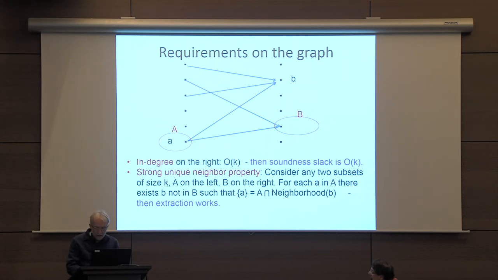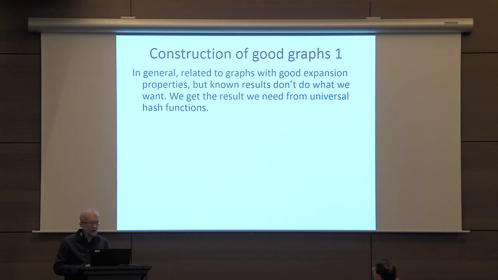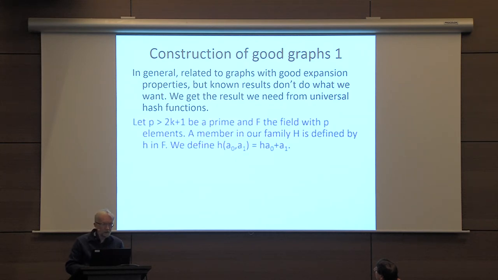Okay? So now, of course, we need to build such graphs to make this work. So this is, in general, related to graphs with good expansion properties, but known results don't do what we want, basically. So there are various approaches to fixing this, but there is a very direct way to do this, just based on simple universal hash functions. So here's the construction. We take a prime, P, which is bigger than 2k plus 1, but not much bigger, hopefully.